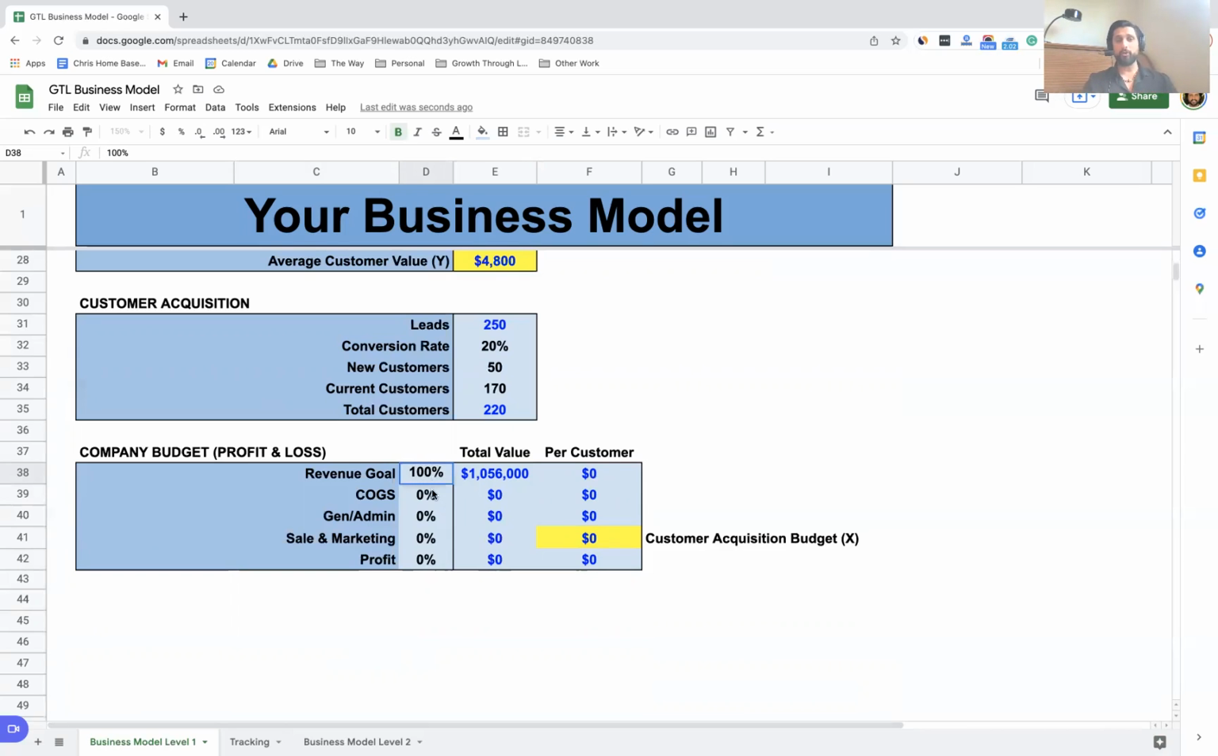So revenue, 100%, obviously. Cost of goods sold usually ranges between 40 and 60%, so we're going to call it 50%. General and admin usually ranges around 10 to 15%, so we're just going to call that 10%. Sales and marketing is usually between 10 and 30%. We want to lean towards the upper end, so we're going to call this 25%. And then our profit is usually somewhere between 10 and 20%.